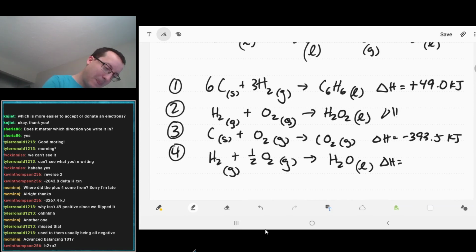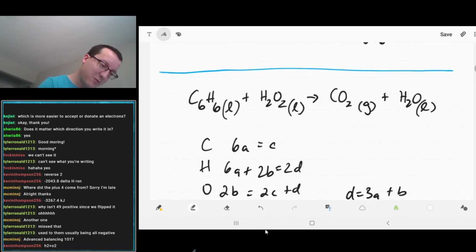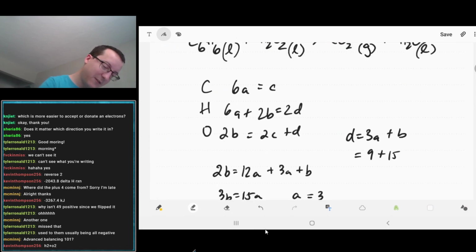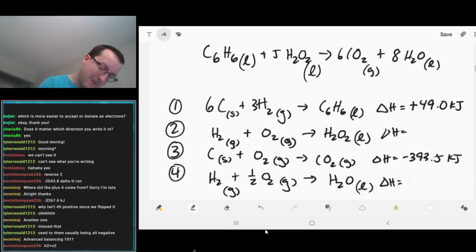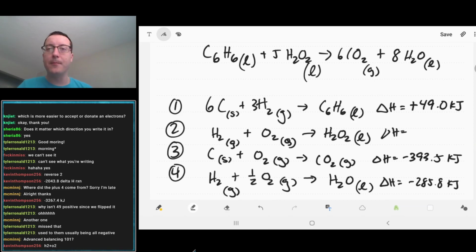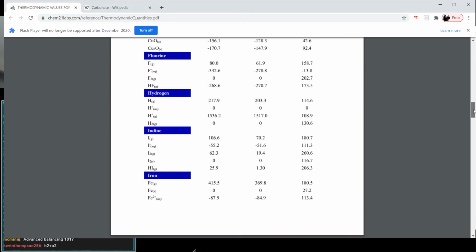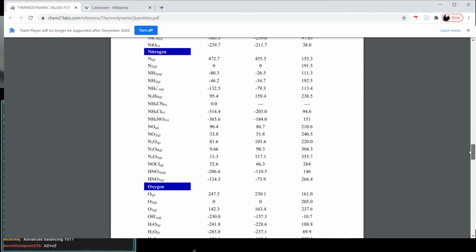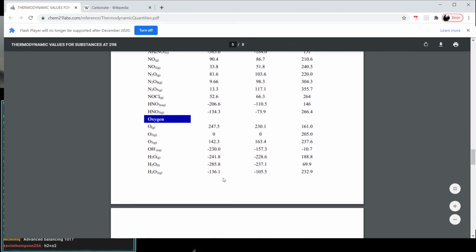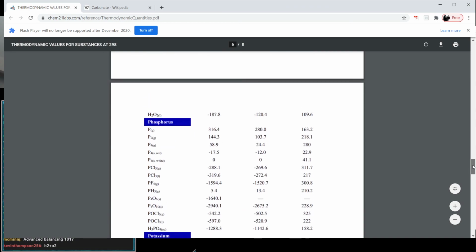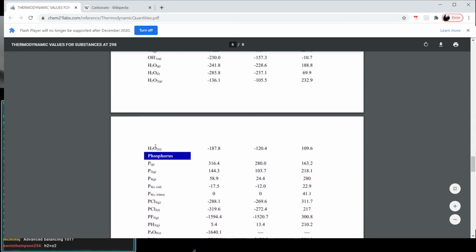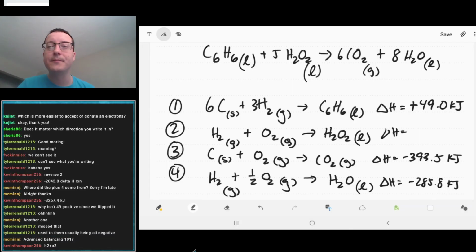Okay. This one we had before was negative 285.8. So let's look up peroxide on our chart. Hydrogen peroxide, I'm sorry, I just keep calling it peroxide. H2O2. Here it is as a gas. Do we have it as a liquid? Oh, thank goodness, we do. And that's negative 187.8.